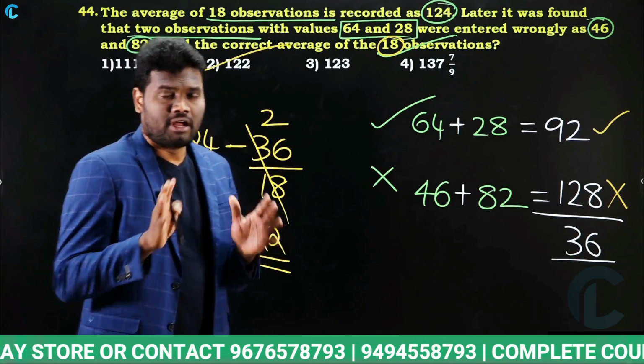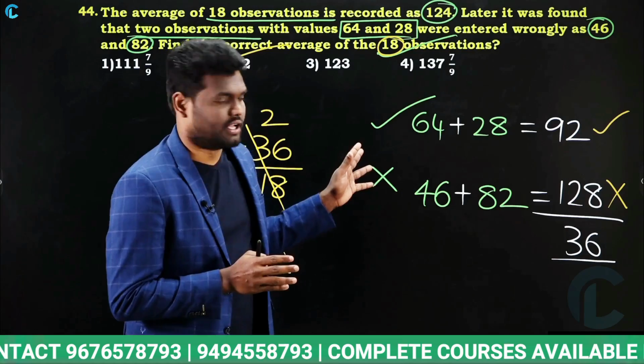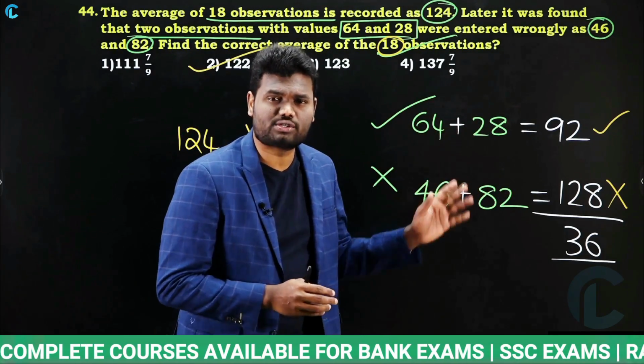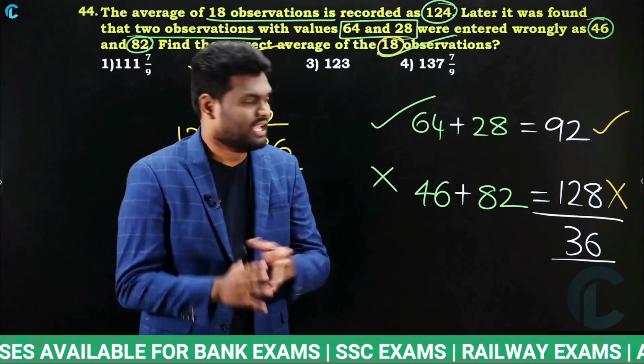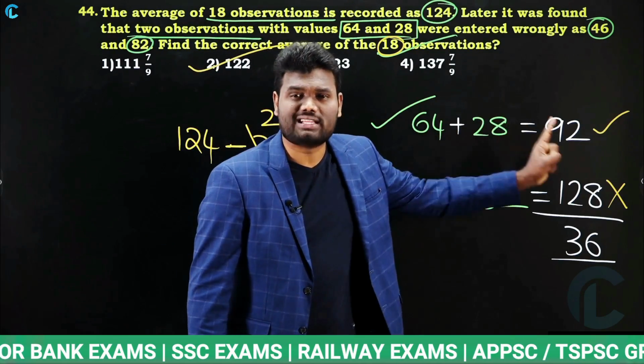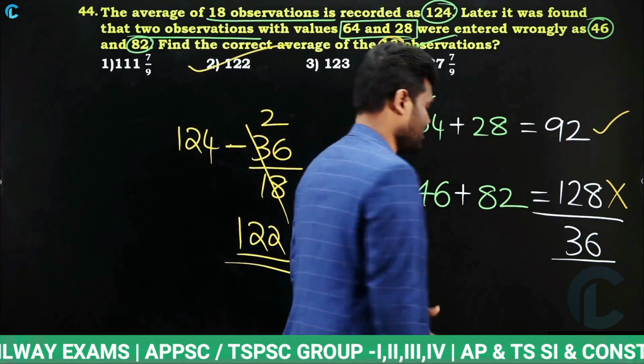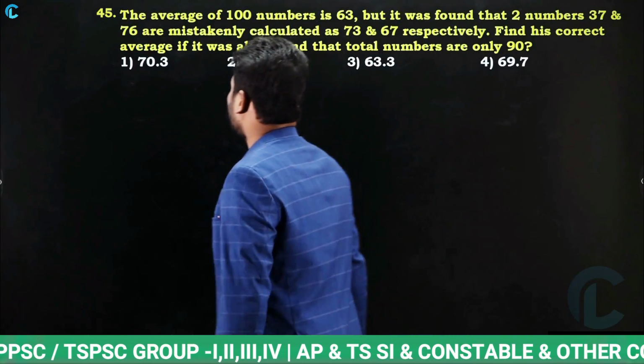Very, very simple. And look here, don't get confused. Even if it is 2 values or 3 values or 4 values, the concept is going to be the same. Just add them and make it one single value. Then it is going to be similar to whatever questions we have discussed earlier. Okay. Let us look at the next one.